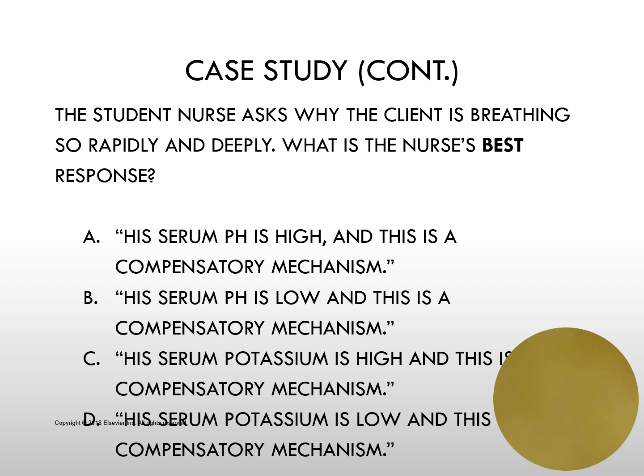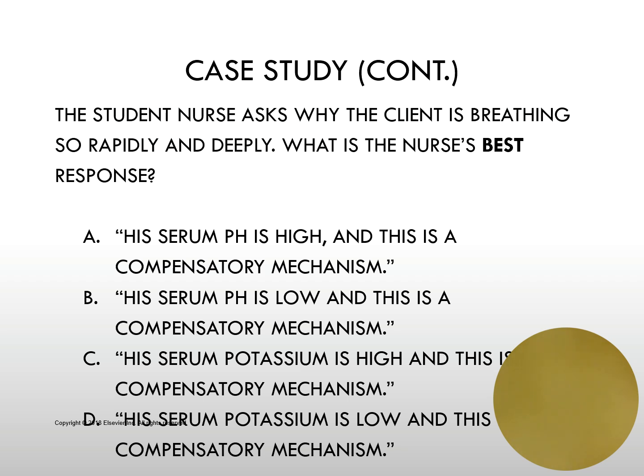The student nurse asks why the client is breathing so rapidly and deeply. What is the nurse's best response? His serum pH is high, and this is a compensatory mechanism. His serum pH is low, and this is a compensatory mechanism. His serum potassium is high, and this is a compensatory mechanism. His serum potassium is low, and this is a compensatory mechanism.